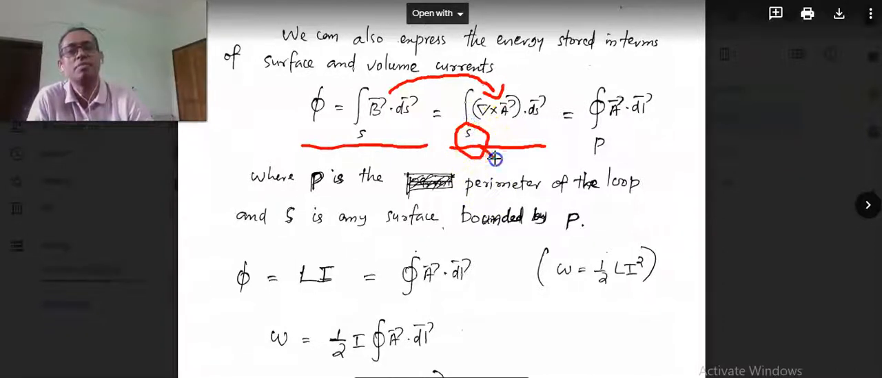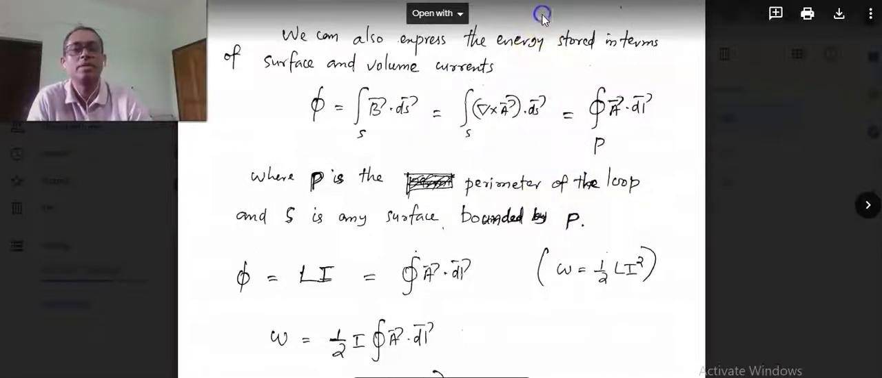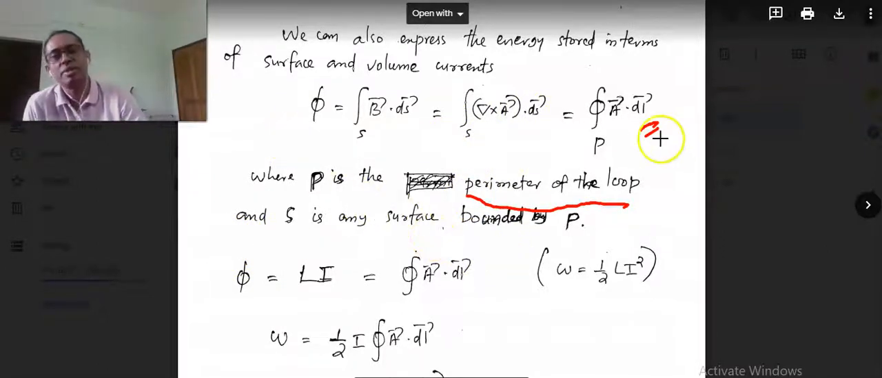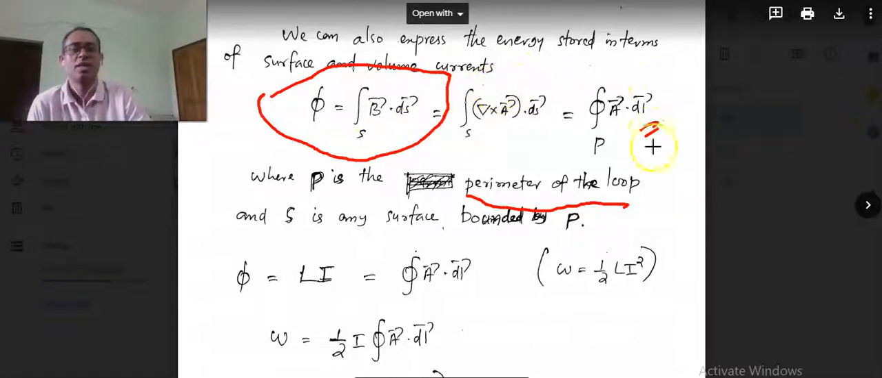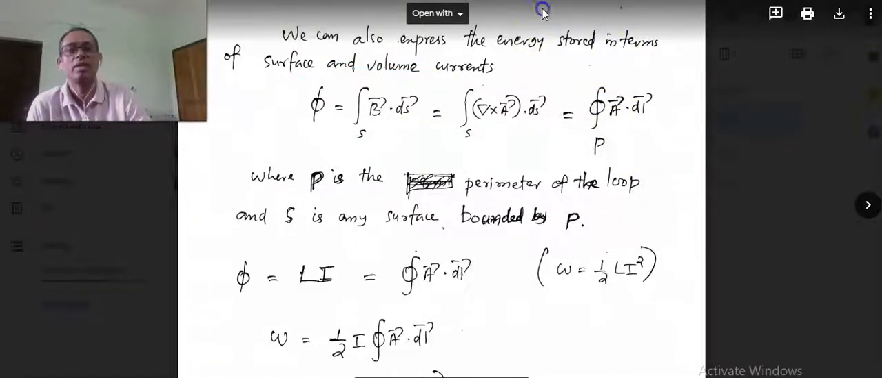A surface integral can be converted into a line integral. We are converting it into a line integral. So we have the integral over P of A dot dl. So this is actually a line integral. Here P is the perimeter of the loop, and S is the surface bounded by the perimeter. So we know this conversion. This is the basic definition of flux, and we write B in terms of the vector potential, and we get this relation: phi equals the integral of A dot dl.